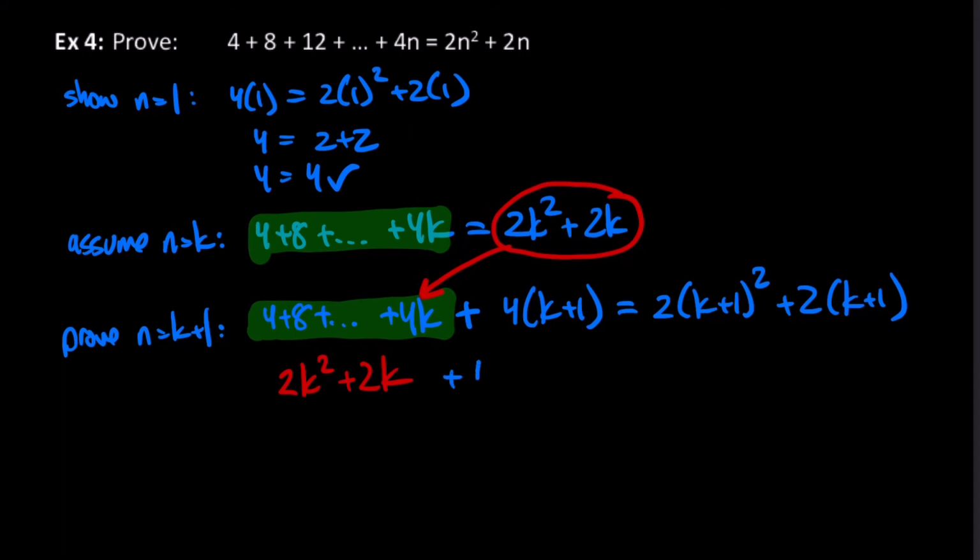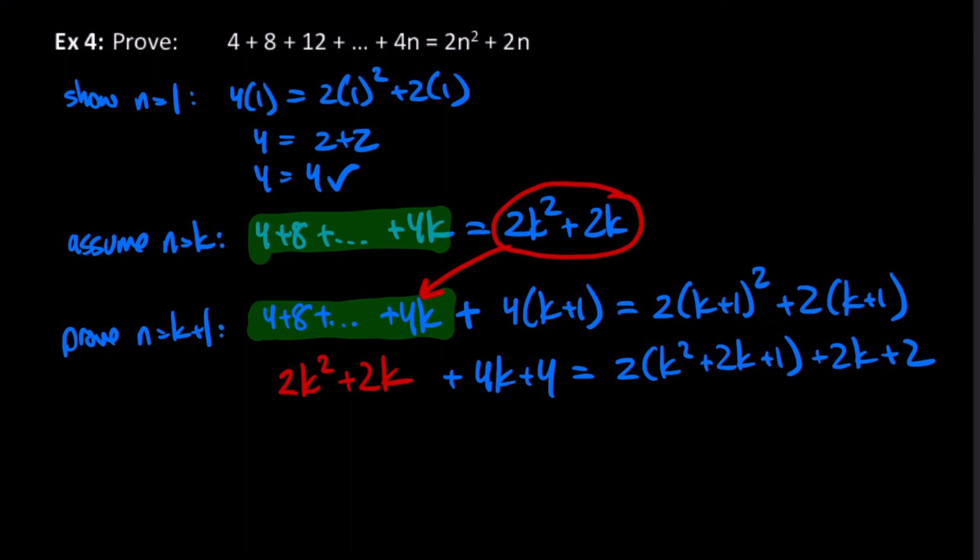I'll distribute here. I get 4k plus 4. K plus 1 squared, we see that again. That's going to be k squared plus 2k plus 1. And I'll distribute over here 2k plus 2. So that's the most I want to see in one step. I don't want you to do anything else in your head, even if you're able to, because remember, it is a proof. You have to show a sequence.